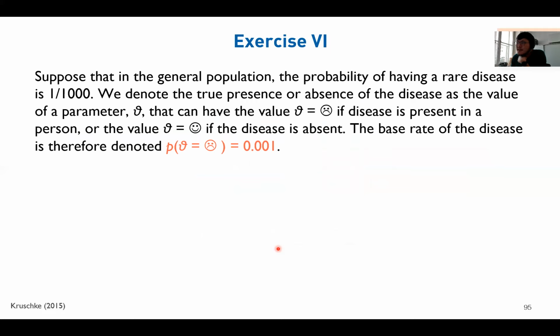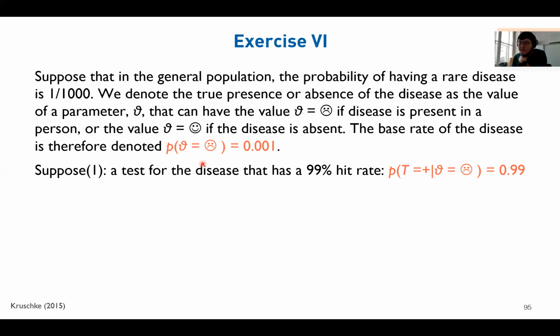So suppose that in the general population, the probability of having a rare disease is 1/1000. We denote the true presence or absence of the disease as the value of a parameter called theta, and this theta only takes two possibilities. It's either a smile face or a sad face. Smile face means there is no disease, and sad face means the disease is present. Translating this into statistical language, the probability of having this disease is 1/1000.